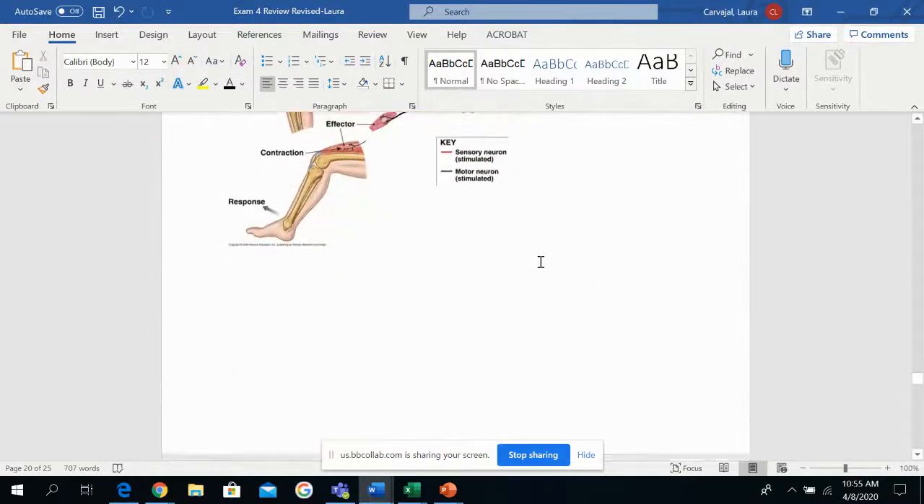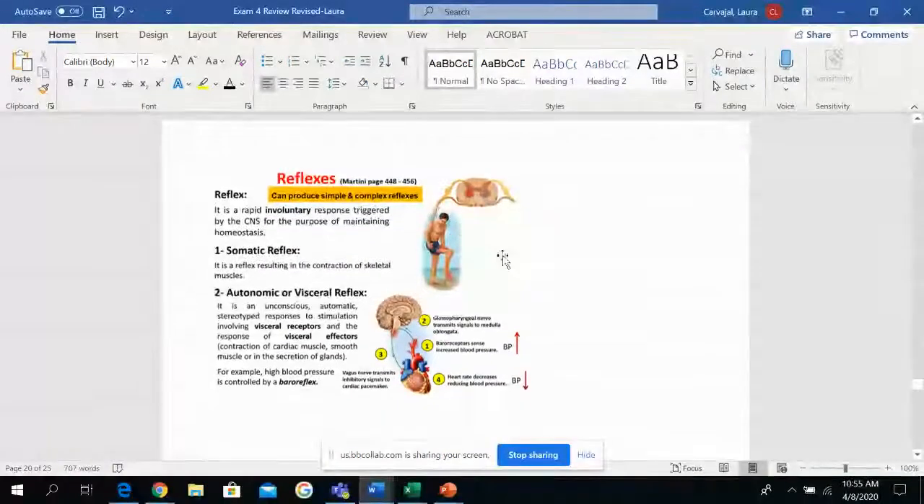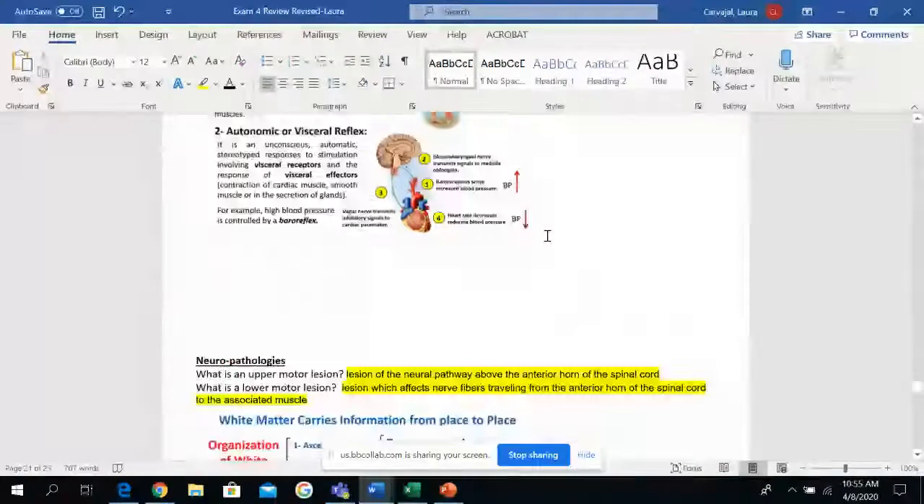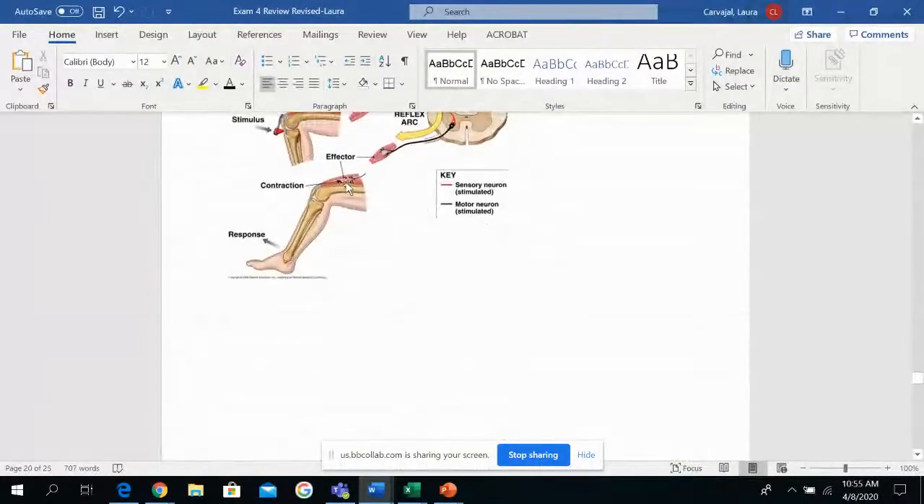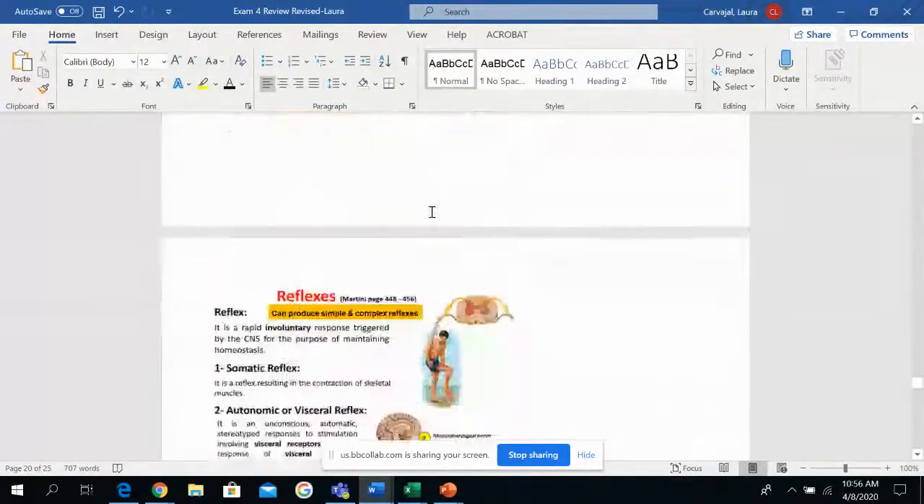So what are effectors? Essentially, the muscles that end up responding to the signal being put out by the motor or sensory neuron.